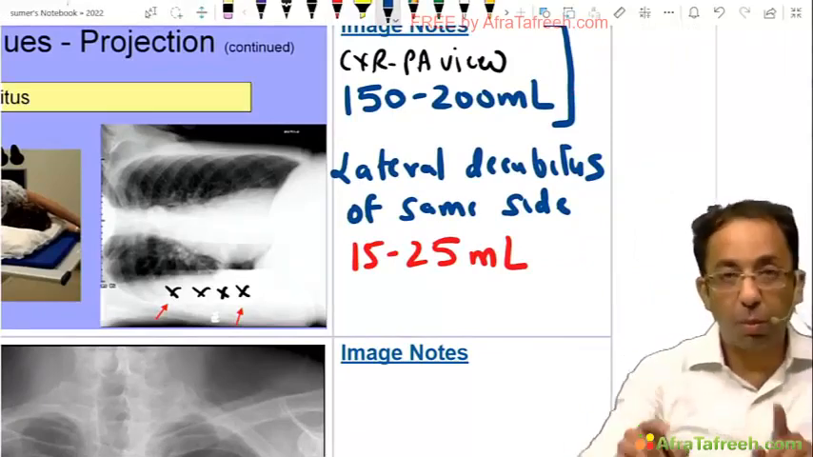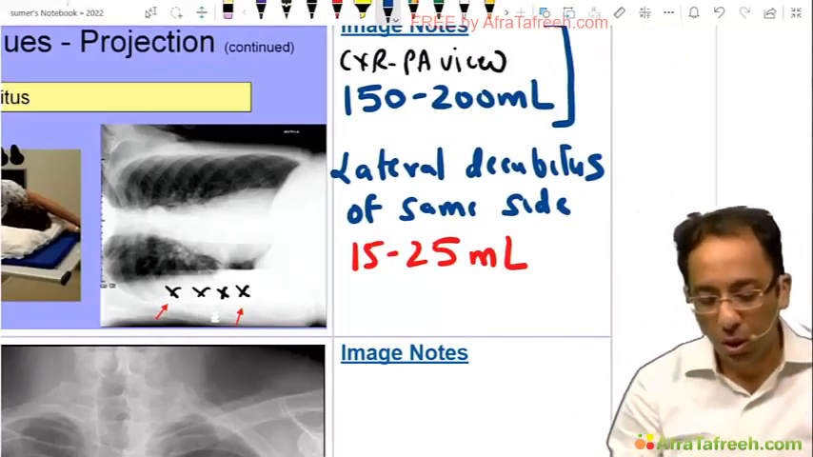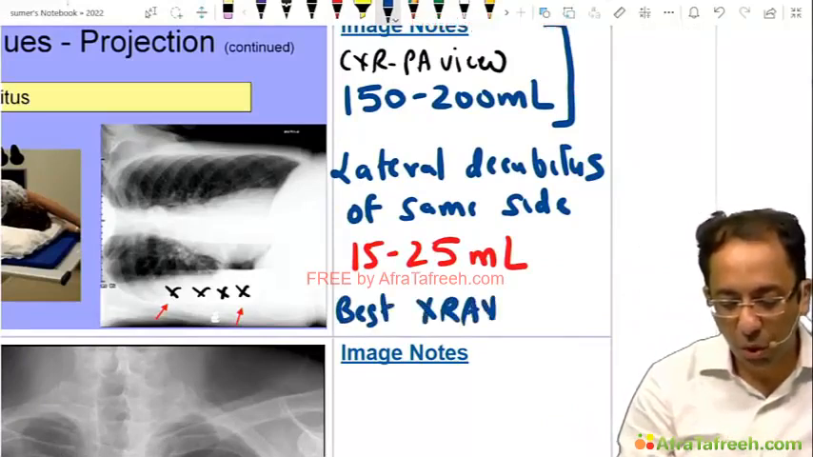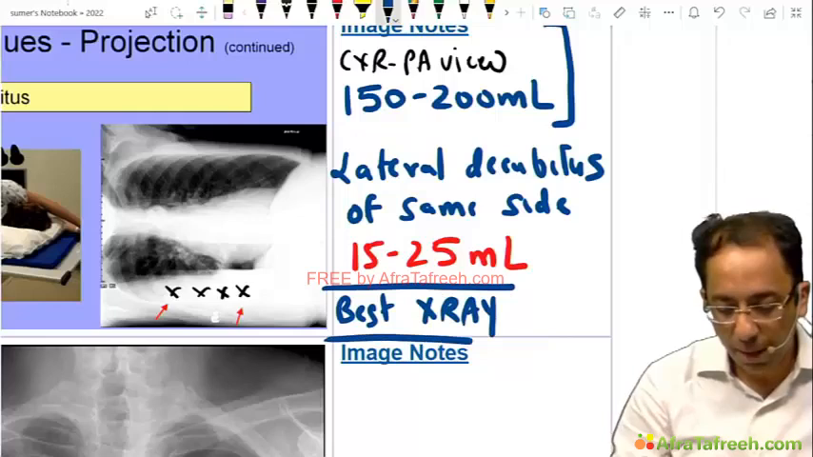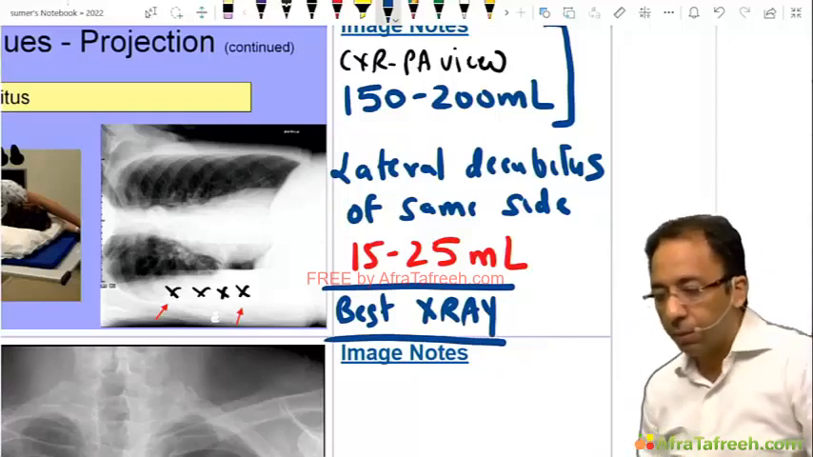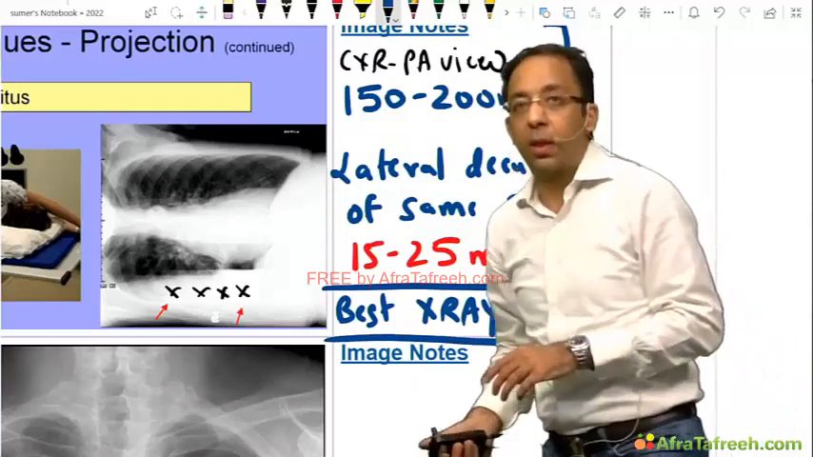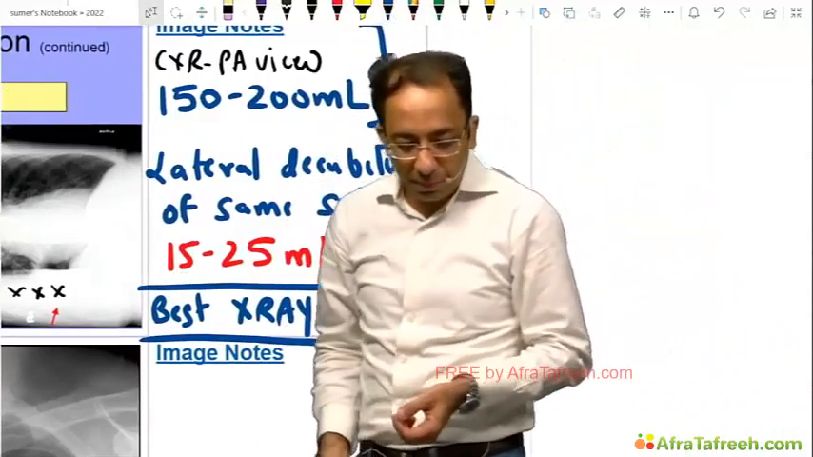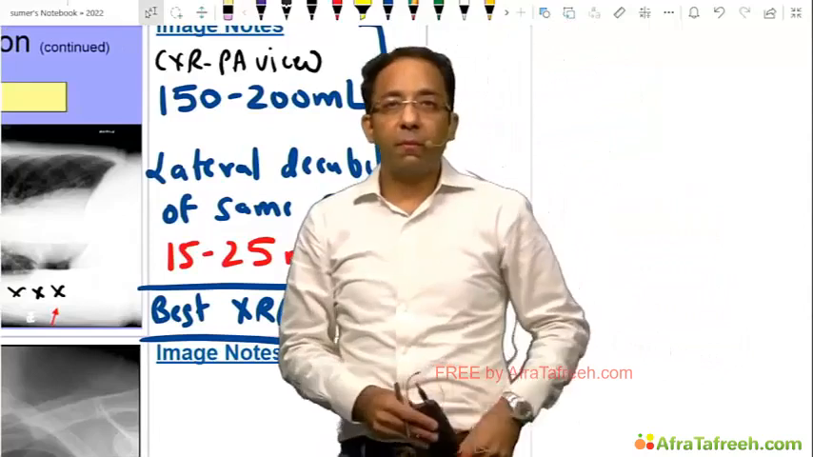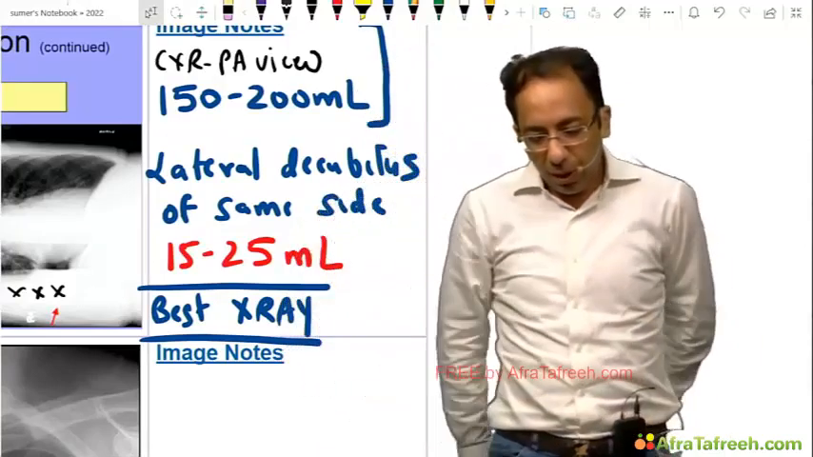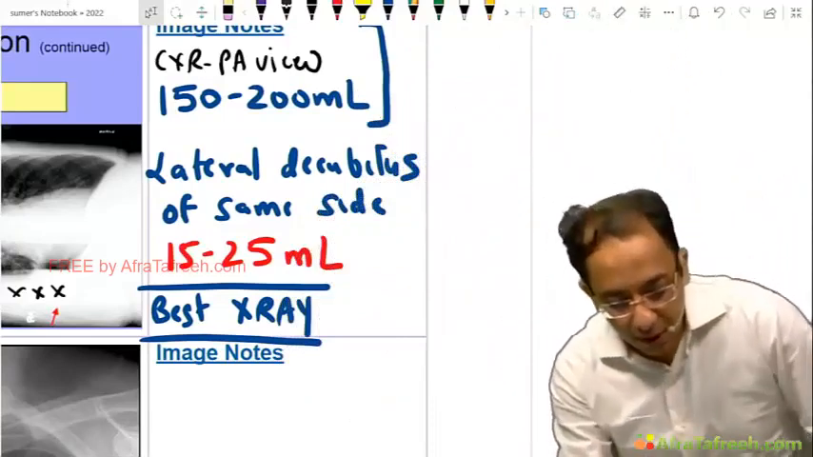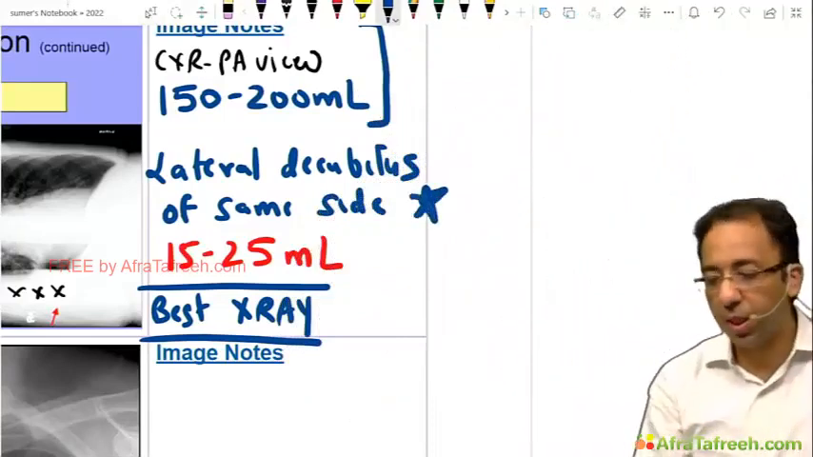Immediately a question is forming, beta. I want all of you to answer this question. Best X-ray for pleural effusion is, anybody? Lateral decubitus of the same side. Lateral decubitus of the same side.